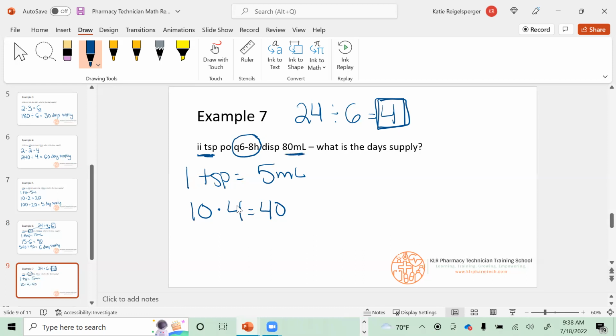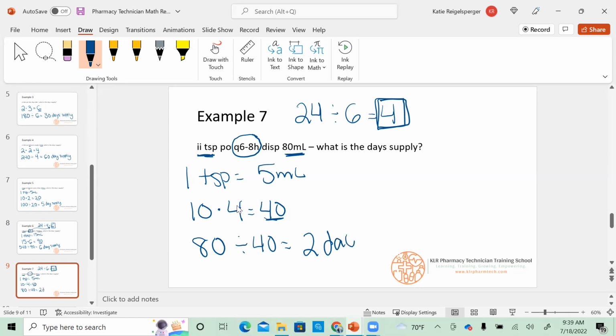The total amount being dispensed to the patient is 80 milliliters. The patient takes 40 milliliters a day. 80 divided by 40 equals what? That's an easy one, but I would still encourage you to use your calculator. If you got a 2-day supply, you are correct.